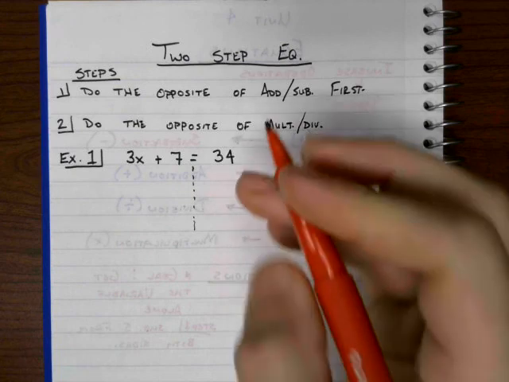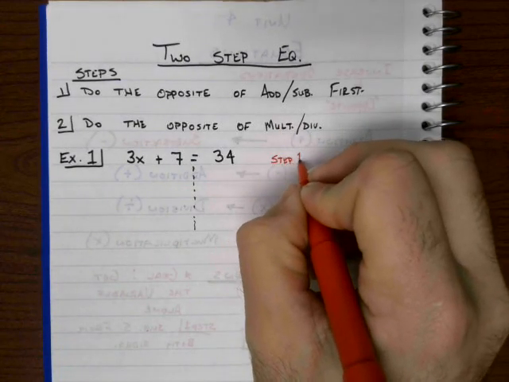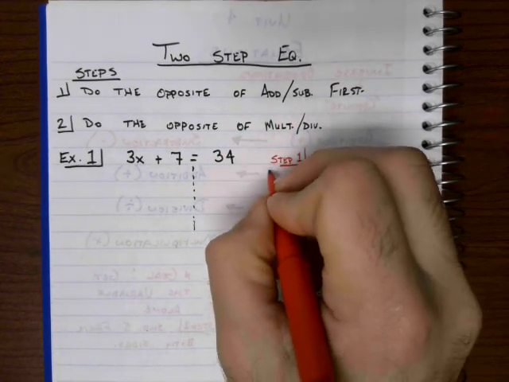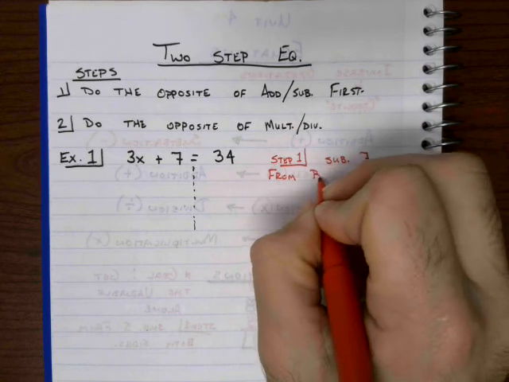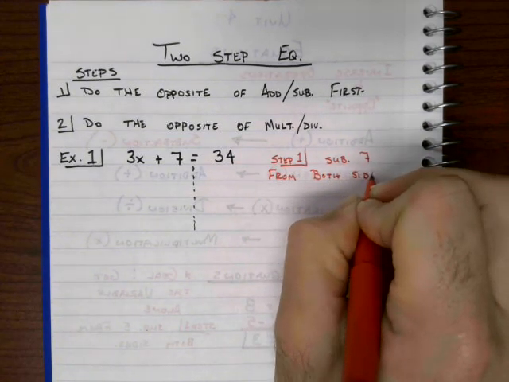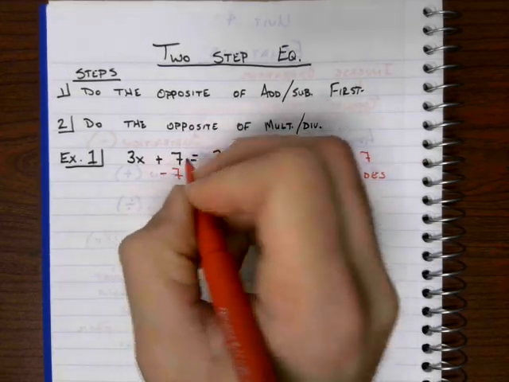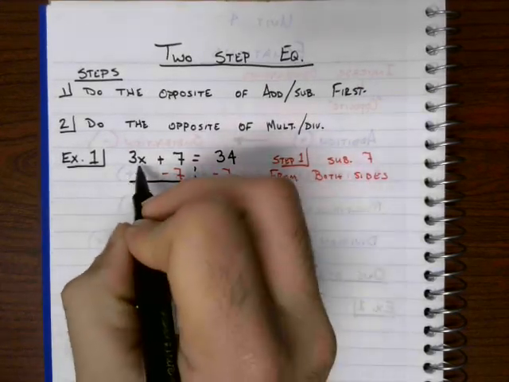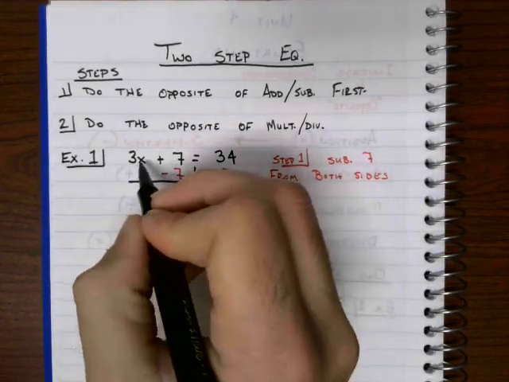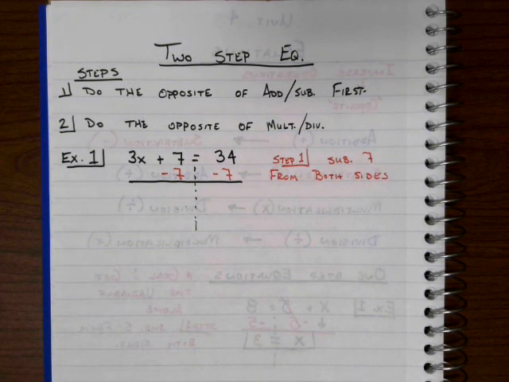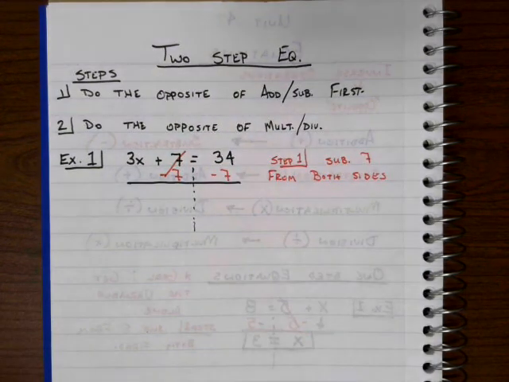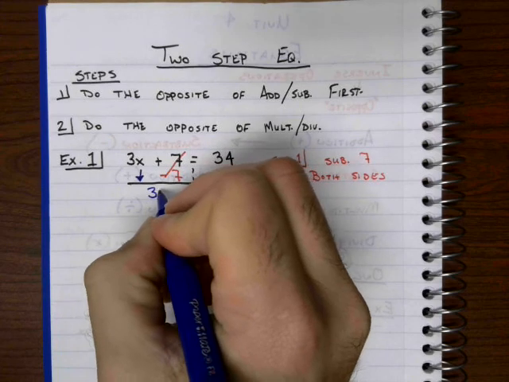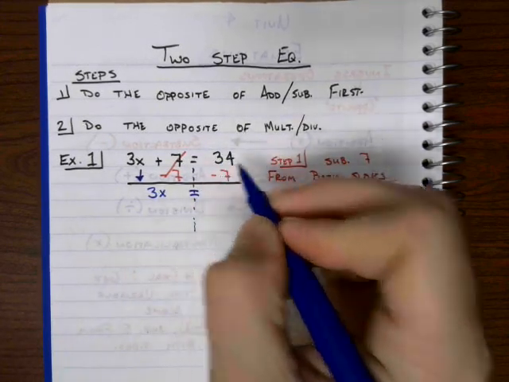So step one, I'm going to subtract 7 from both sides. If I subtract 7 from this side, I got to subtract 7 from this side. Now, I don't subtract the 7 from the 3x. They're not like terms. I cannot take 7 from 3x. They're different. So when I subtract, these right here cancel. Bring down what's left. All that's left over here is 3x equals, and 34 minus 7 is going to give me 27.